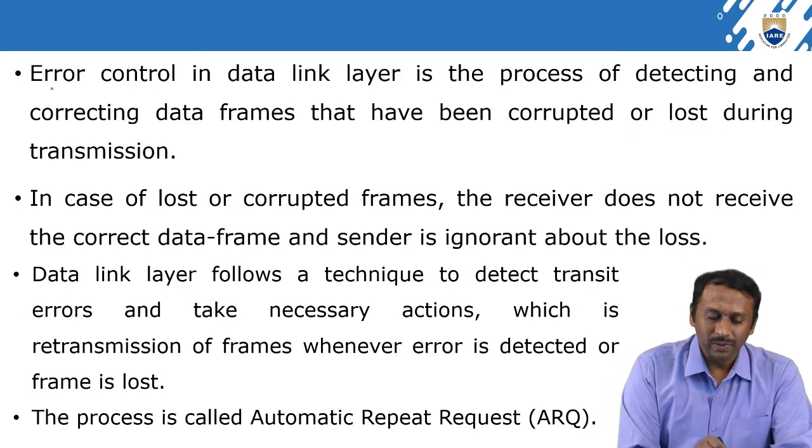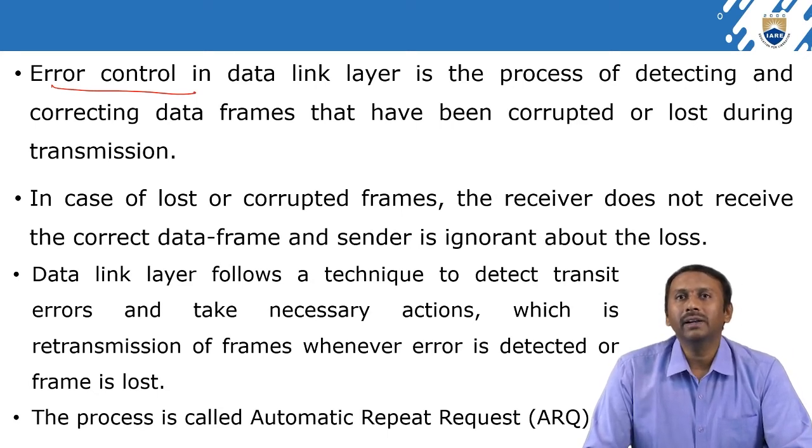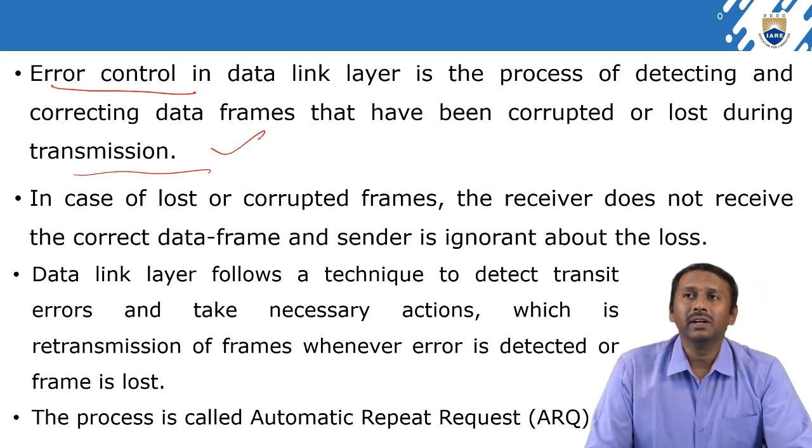And error control. Error control in the data link layer is the process of detecting and correcting data frames that have been corrupted or lost during the transmission. For example, assume that data is lost during the transmission. Whatever the reasons, those are secondary things we'll discuss. The only thing is we need to concentrate on error control.